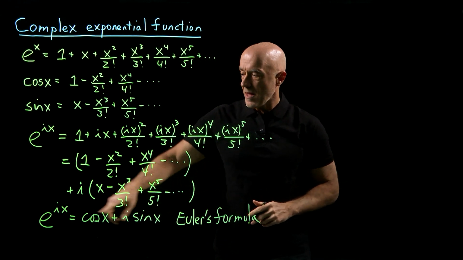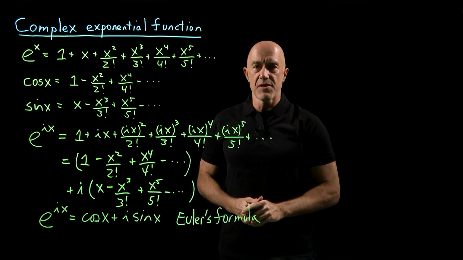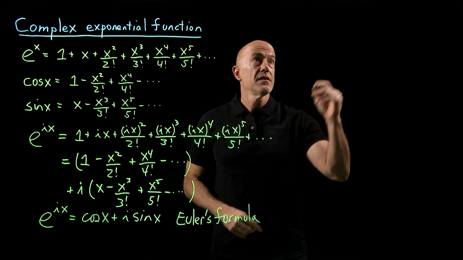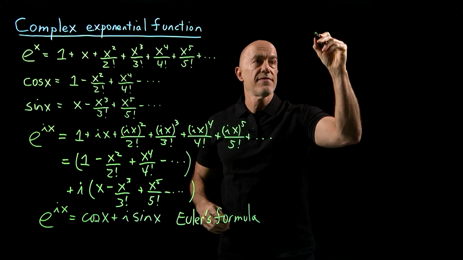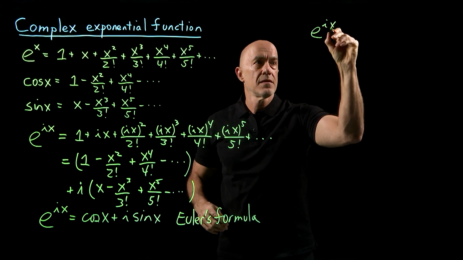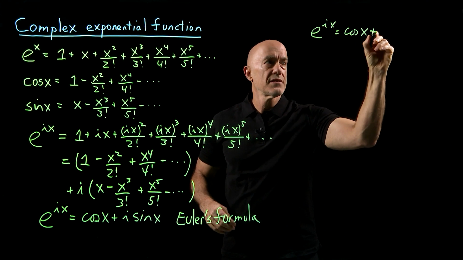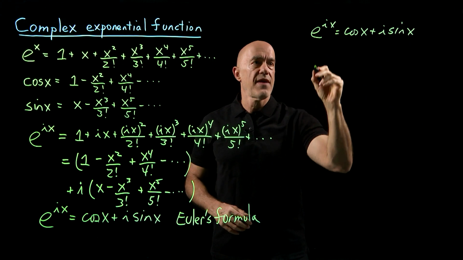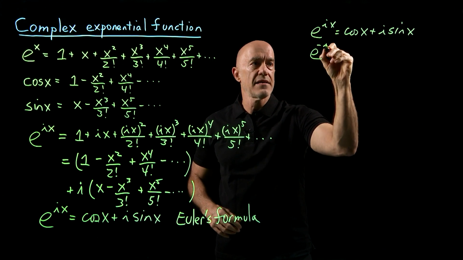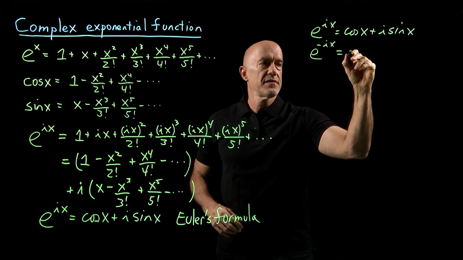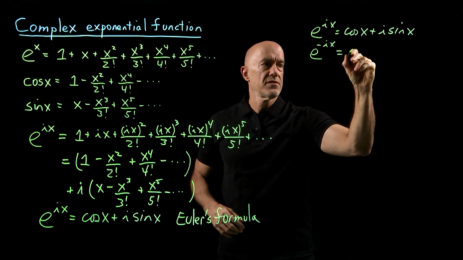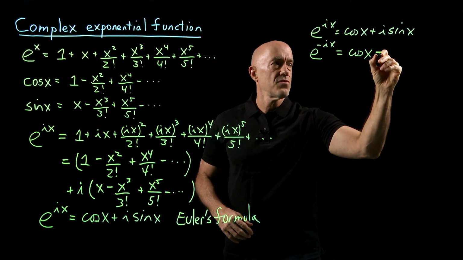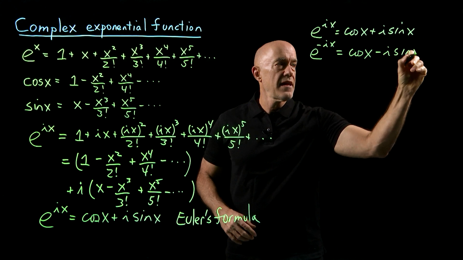Okay, amazing result that we obtained from the Taylor series. This gives us e to the ix. So let me write that up here. So we have e to the ix is cosine x plus i sine x. If we change the sign of x, we can write e to the minus ix. Cosine is an even function of x, so cosine x. Sine x is an odd function of x, so we get minus i sine x.